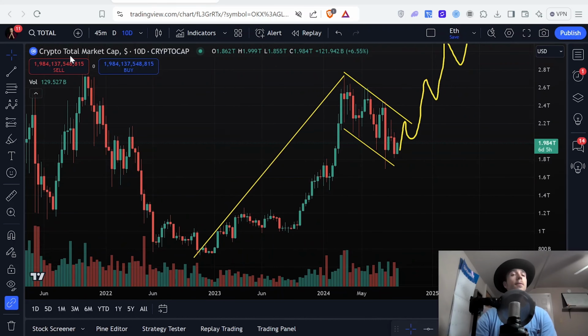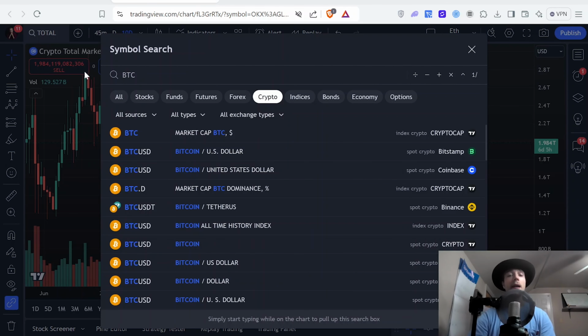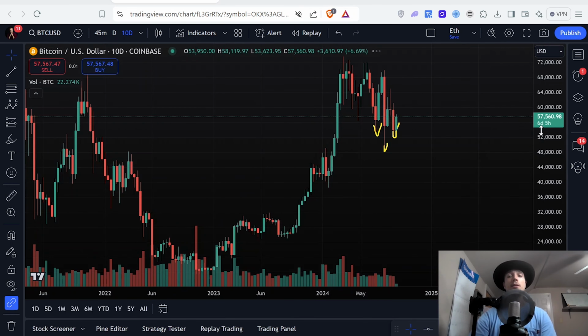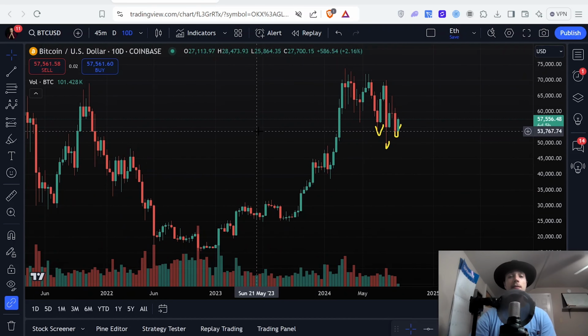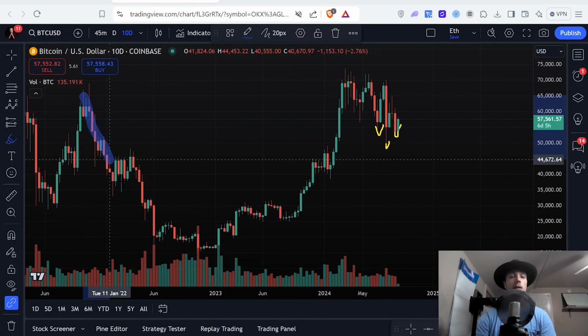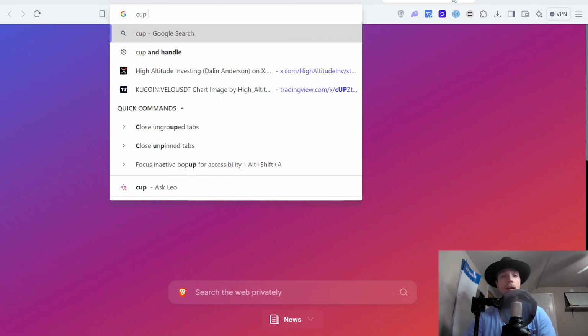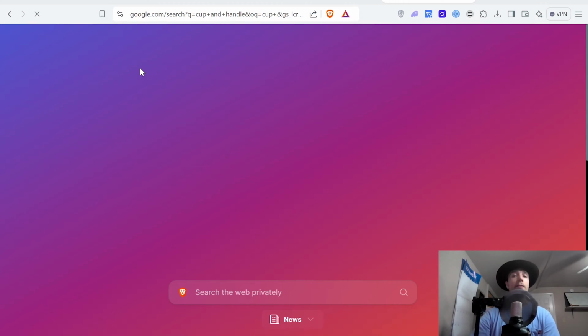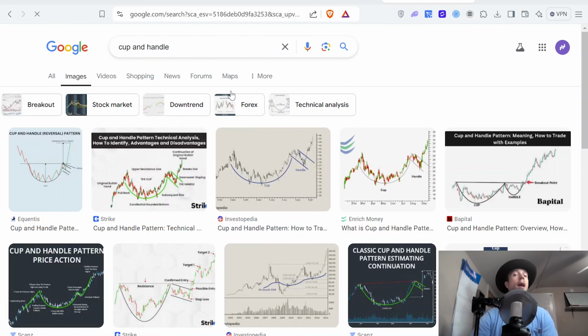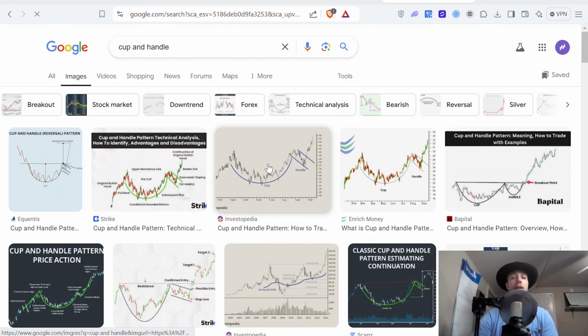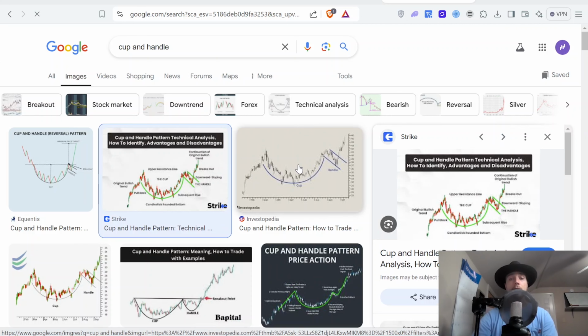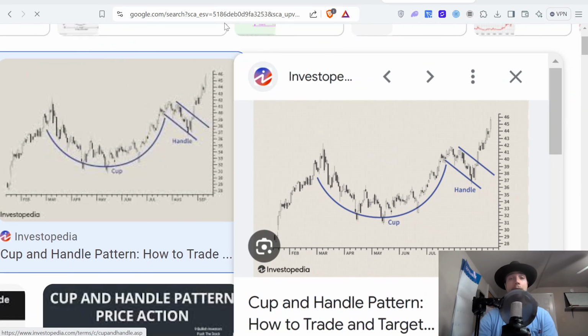And if we look at Bitcoin, we're also in a big cup and handle pattern on Bitcoin, which is super, super bullish. As you can see, we have this huge cup right here and this handle pattern. That's a perfect cup and handle. If you go to Google Images and just type in cup and handle, you'll see a lot of examples of the cup and handle pattern. Very, very bullish continuation pattern that we're seeing on Bitcoin right now.